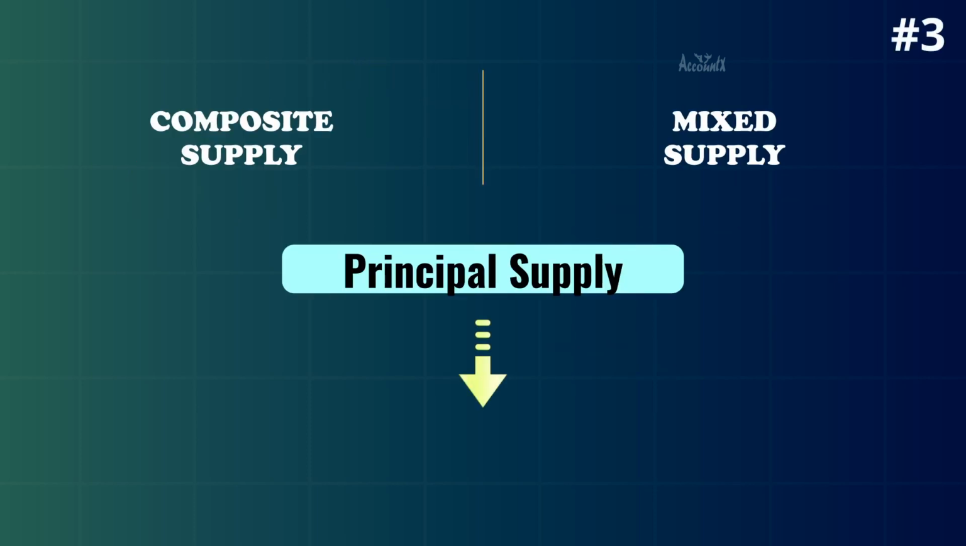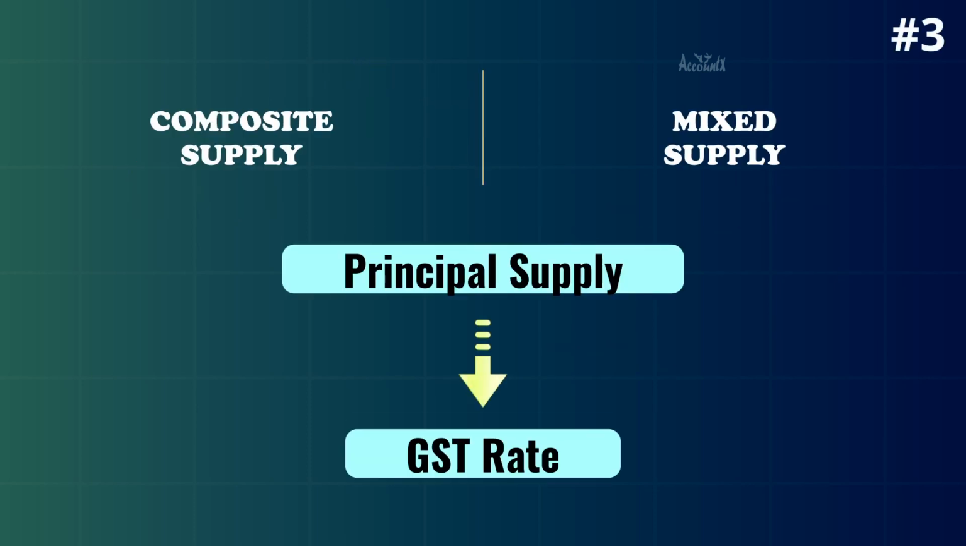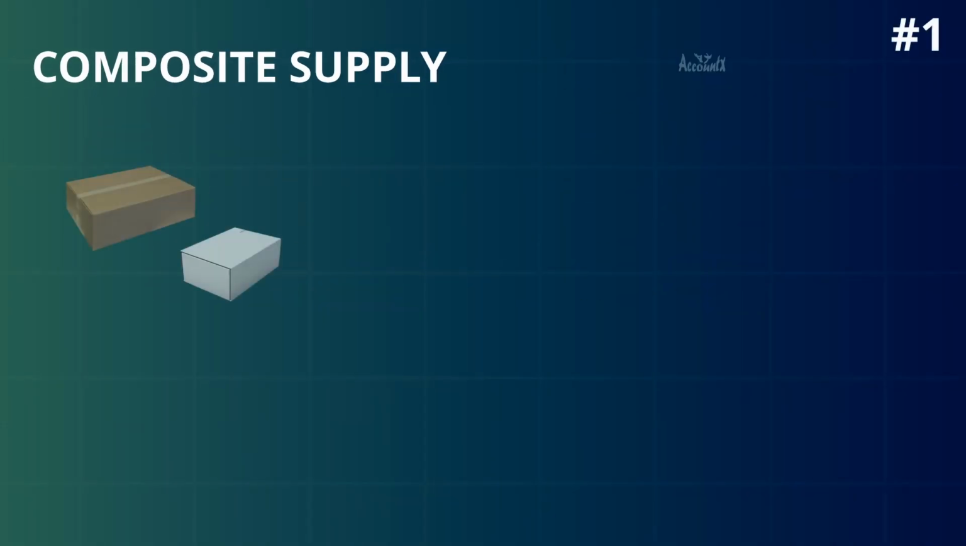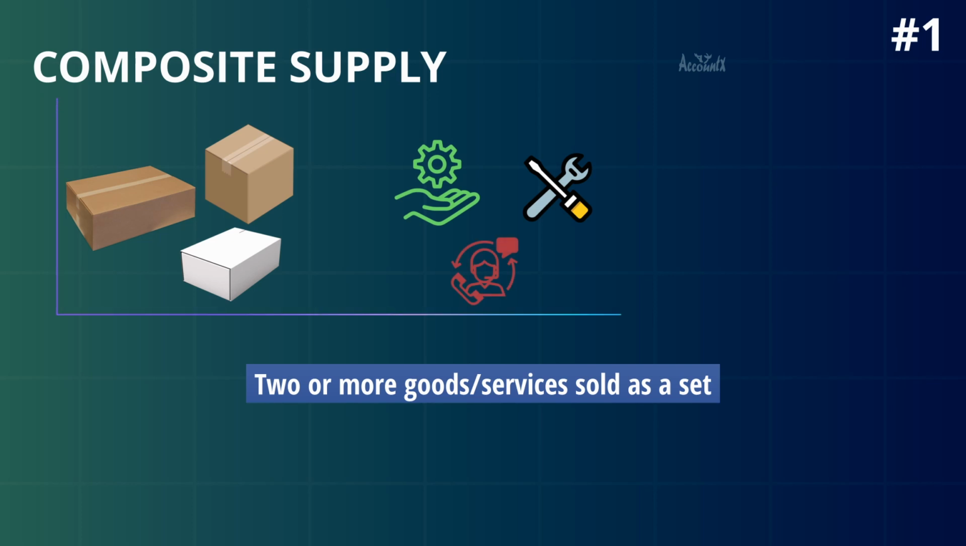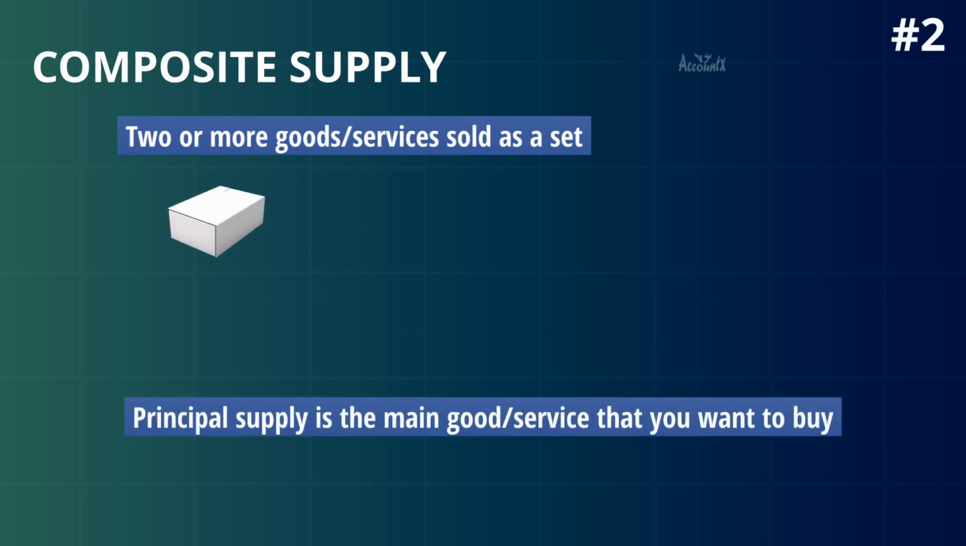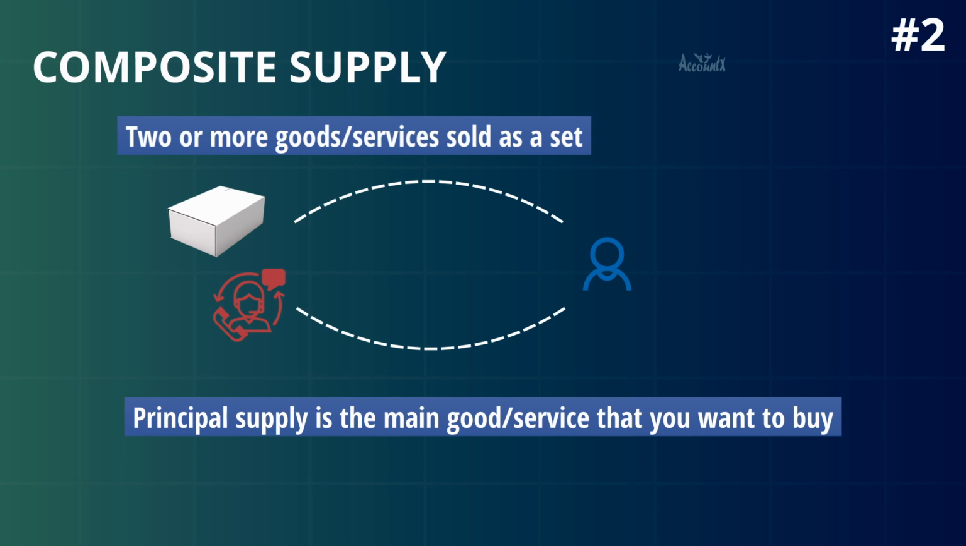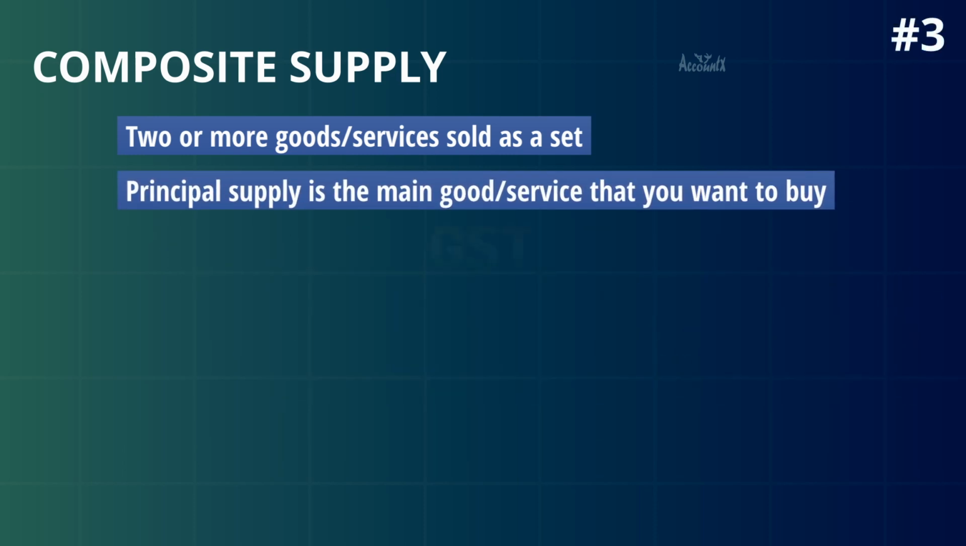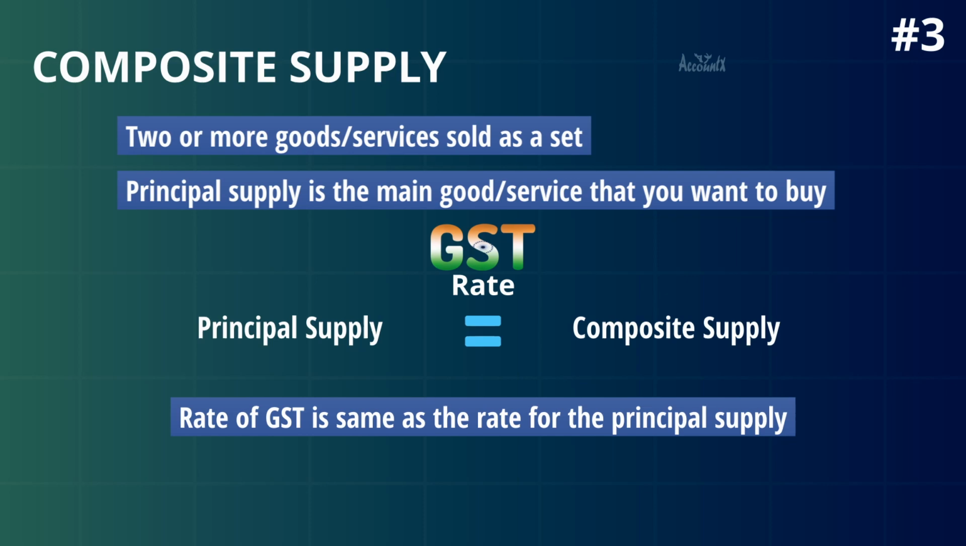3. Principal supply determines rate of GST applicable for the entire bundle. But the meaning of principal supply is different for both composite and mixed supplies, and we'll now understand this. When it comes to composite supply, you need to remember three aspects. 1. This involves supply of two or more goods or services as a set, so these can't be sold separately. 2. Principal supply here is the main product or the service that the buyer or consumer primarily wants. 3. Rate of GST is the rate as applicable for the principal supply.